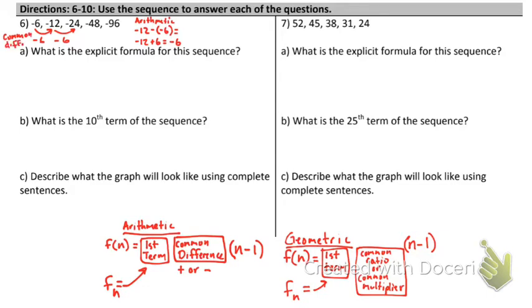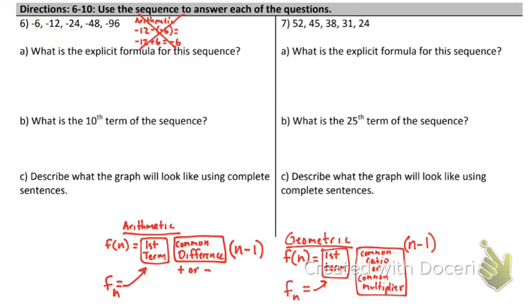Okay, so let's test if it's arithmetic. So -6 and -6, that gives me -12. But -6 with -12, that actually equals -18. And what you'll notice, it doesn't work. I'm supposed to get -24. So that tells me that it's not arithmetic. Okay? So we do not have a common difference.